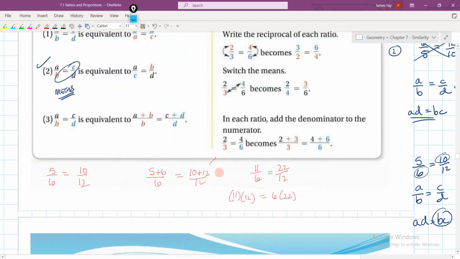Okay, so that's okay. But why is that okay? Well, think about what we really did here. If I'm going to add the denominator to the top and add to the bottom, right now I've got (5 plus 6)/6. That's a common denominator right there. So this can actually be rewritten. That side can be rewritten as 5/6 plus 6/6.